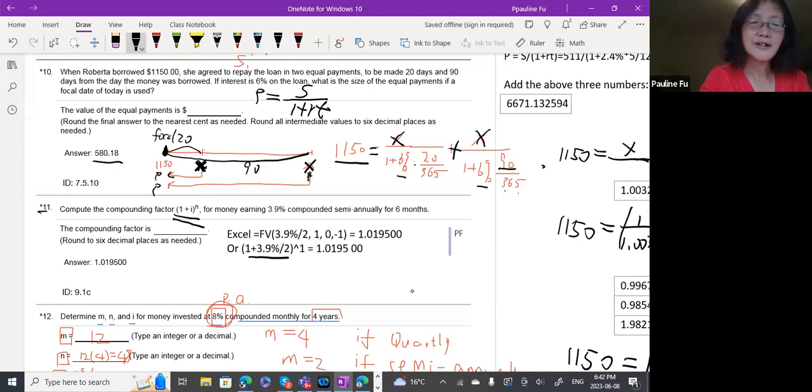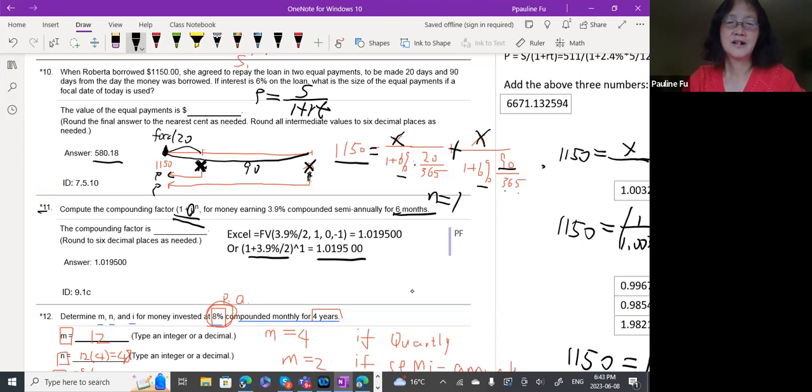Remember, here this i is the periodic rate, and then raised to power n, the number of terms, because compounded semi-annually. So semi-annual is 1 unit. So you have 6 months, raised to power 6 months means n equal to 1. 6 months is 1 semi-annual. And you get this answer. Any questions?